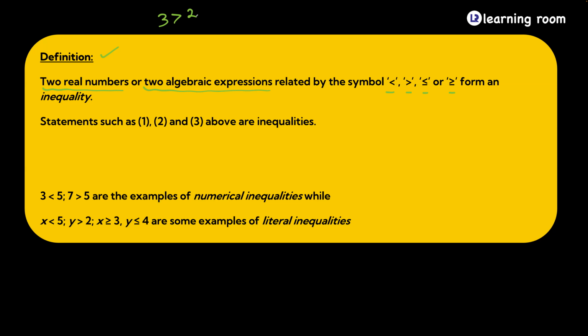So that's what the first point says. Am I clear with that? Two real numbers or two algebraic expressions related by these four symbols form inequalities. These are the four symbols we are going to have in mind, and based on them we are going to solve the problems. From the statements given previously, 1, 2, 3 are all inequalities. Now, 3 is less than 5, 7 is greater than 5. These are examples of numerical inequalities. Whereas if you say x is less than 5, with one side a variable and the other a real number, x is less than 5, y is greater than 2, x is greater than or equal to 3, y is less than or equal to 4 are examples of literal inequalities.